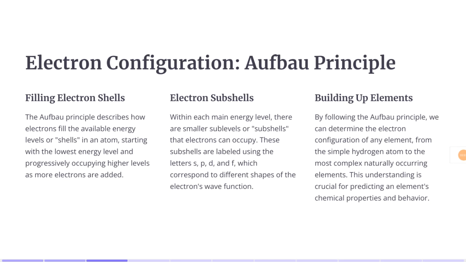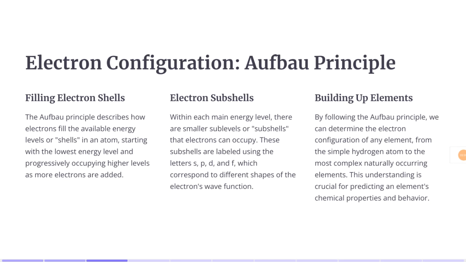Electron configuration and the Aufbau principle. Filling electron shells. The Aufbau principle describes how electrons fill the available energy levels or shells in an atom, starting with the lowest energy level and progressively occupying higher levels as more electrons are added.